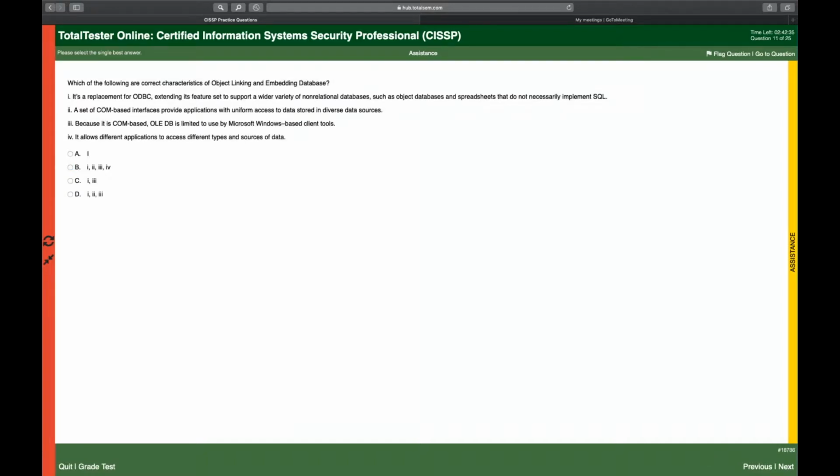All right, number 11, which of the following are correct characteristics of object linking and embedding database? Object linking and embedding. I'm ready.